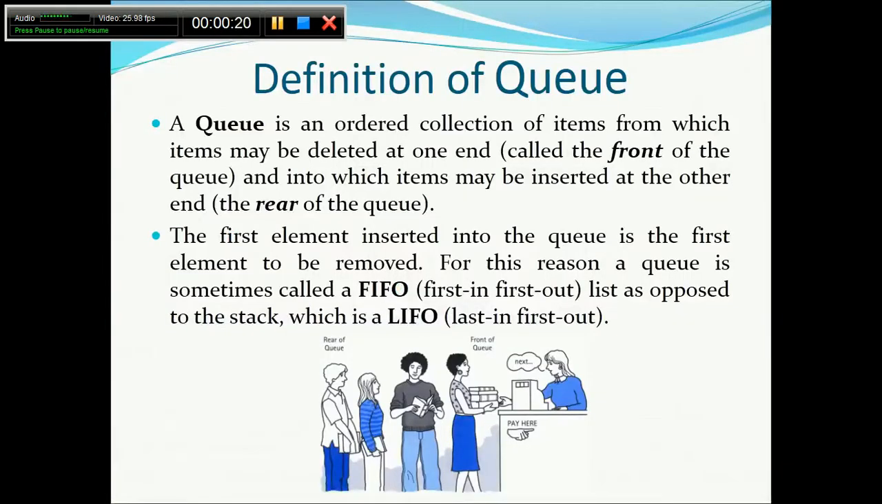So first, what is a queue basically? A queue is an ordered collection of items from which an item may be deleted at one end, called the front of the queue, and into which an item may be inserted at the other end, called the rear of the queue. This means it's just an ordered collection of items, ordered in a particular way. Items are ordered. Now there are two ends.